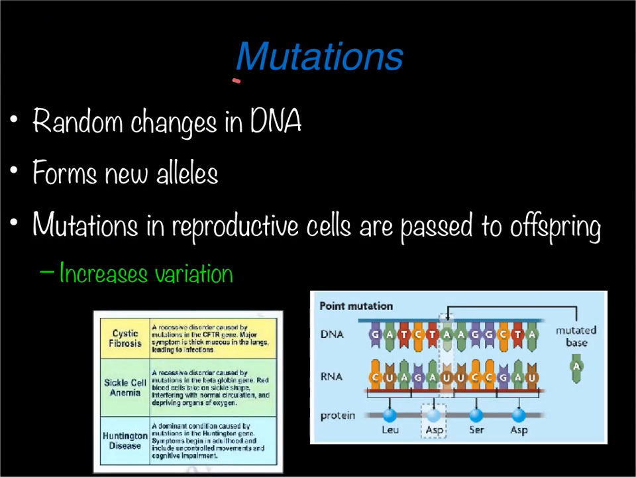So again, mutations are random changes in DNA forming new alleles. Mutations in reproductive cells are passed to offspring. If they're passed to the offspring, it's going to increase variation in that species. If there are mutations in body cells, or somatic cells, those are not passed on to the offspring. Those stay within that organism.